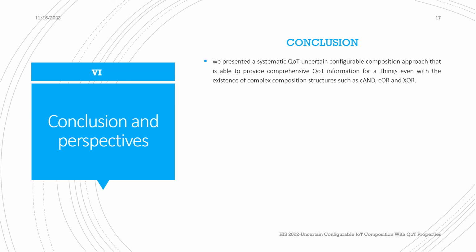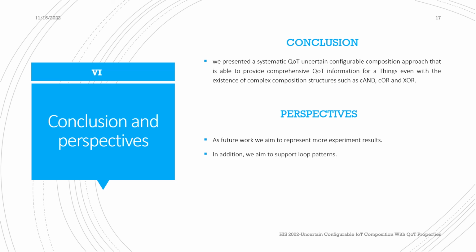As a conclusion, it's important to mention that we have presented a systematic quality of thing uncertain configurable composition approach that is able to provide comprehensive quality of thing information for things even with the existence of complex composition structures such as AND, OR, and XOR. As perspectives, we aim to present more experiment results. Also, we aim to support loop patterns.